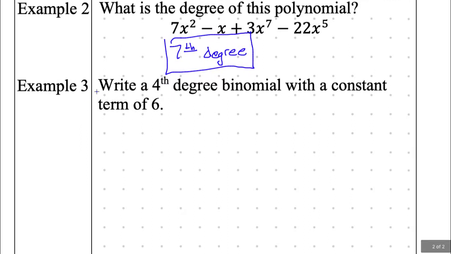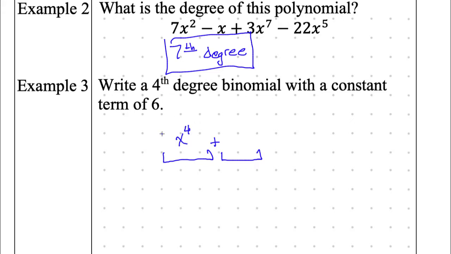And finally, example 3, write a 4th degree binomial with a constant term of 6. Oh boy, lots of stuff. So it needs to be a binomial, so it's going to have 2 segments, segment 1, segment 2, with a plus or minus. I'm just going to randomly choose plus. So that is a binomial. It's going to have 2 terms, 4th degree. So the biggest one is going to be to the power of 4. So something x to the power of 4.